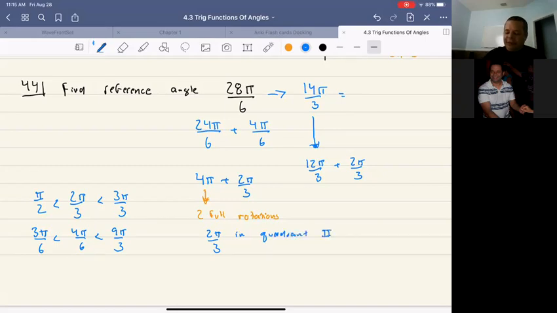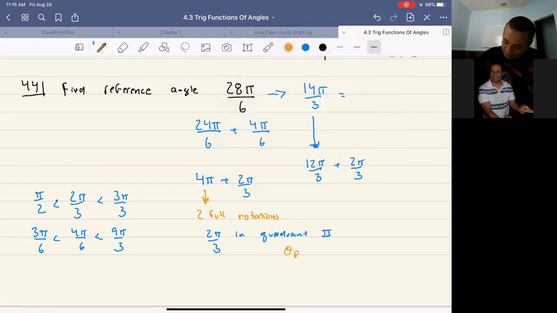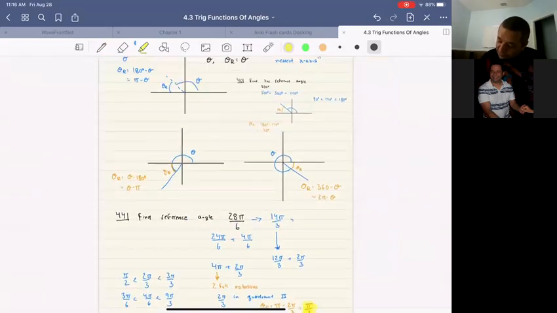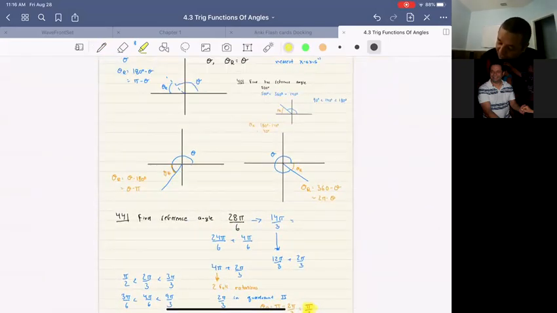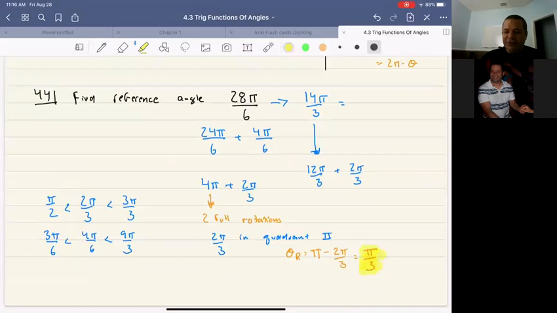So our reference angle is going to be pi minus 2 pi over 3, which is pi over 3. Let me write that other one there. All right, I'll see you all in a new video shortly.